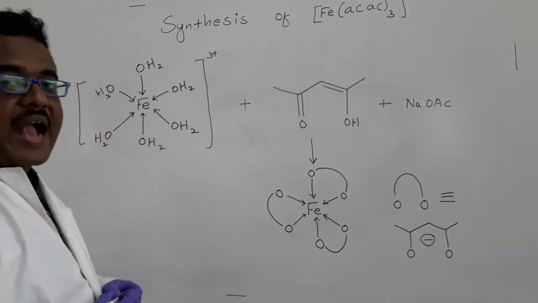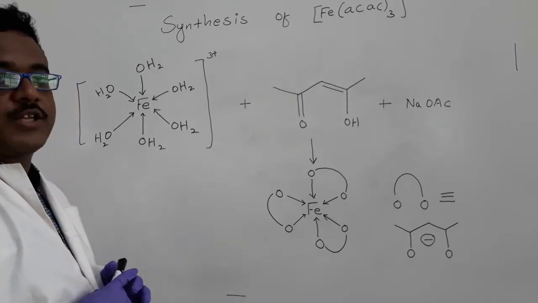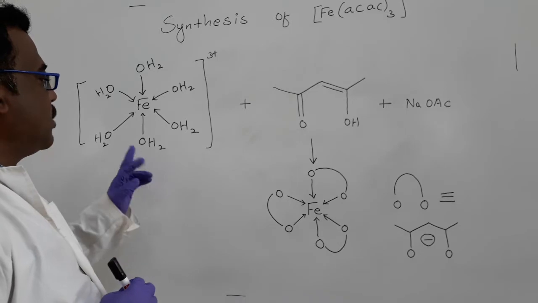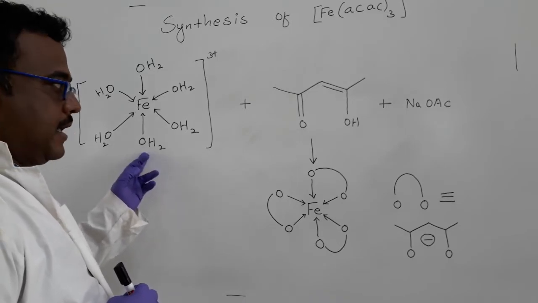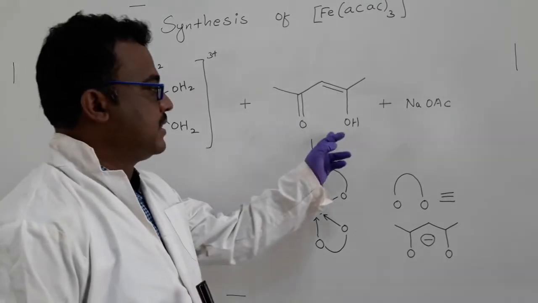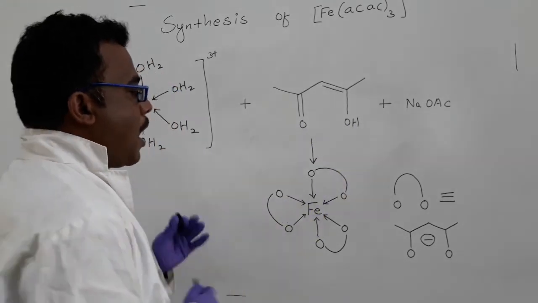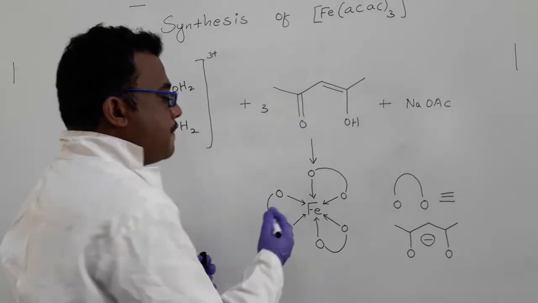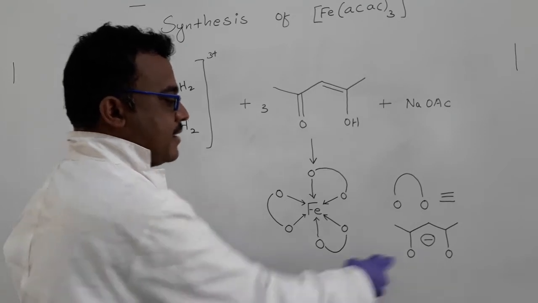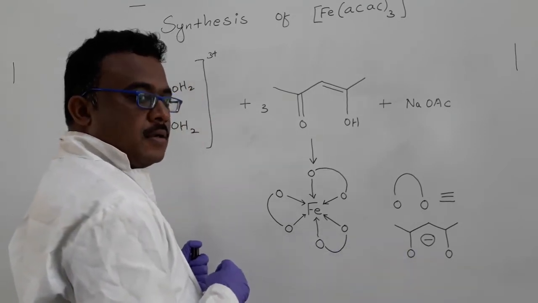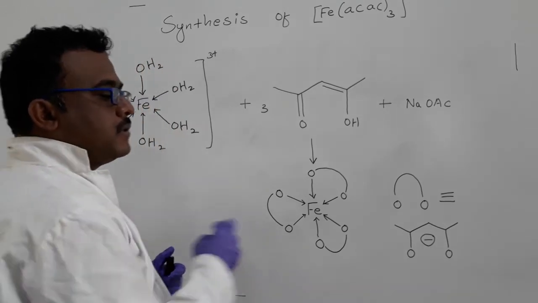This is the reaction scheme for the ferric acetylacetonate complex. When you dissolve ferric chloride in water, you will get the hexaaqua iron(III) complex that will react with 3 equivalents of monoanionic acetylacetone, that means acetylacetonate ligand, to form an octahedral complex of iron(III).